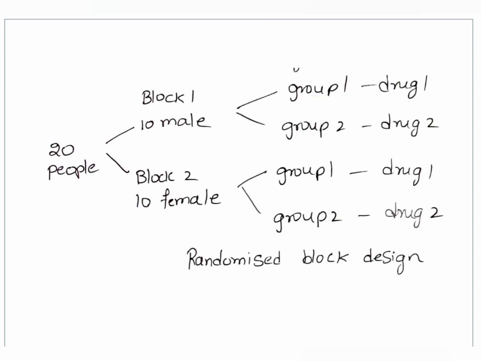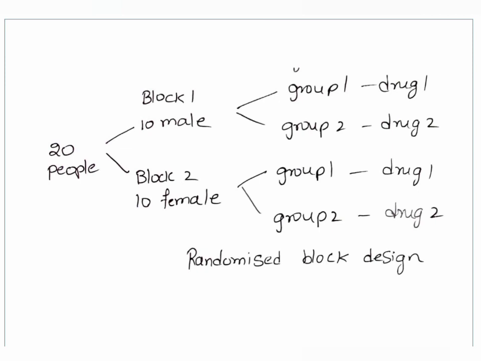So we are applying drug 1 for 5 persons in the male group and drug 2 for the other 5 persons in the male group. Similarly, we are going to again divide block 2 into two groups. So we are going to apply drug 1 for 5 females and drug 2 for 5 females. So this is the randomized block design.